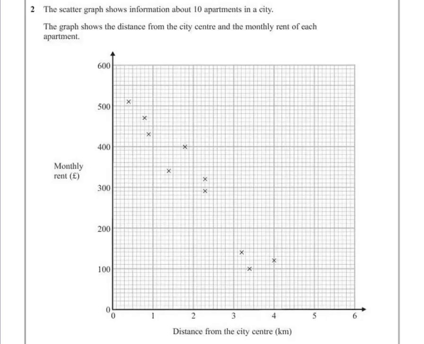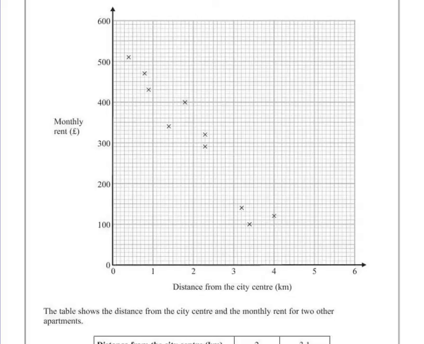Question 2. The scattergraph shows information about 10 apartments in a city. The graph shows the distance from the city centre and the monthly rent of each apartment. Now, this is a 2-page question, so we're going to be moving around quite a bit in this video. So if we look at this graph, the distance from the city centre is represented on the x-axis and the monthly rent is shown on the y-axis.